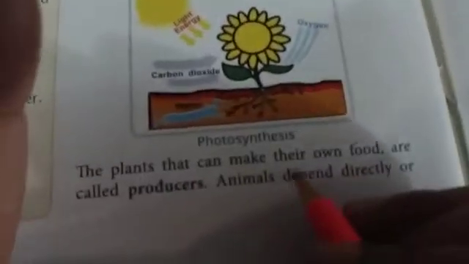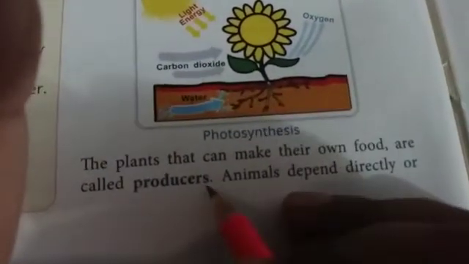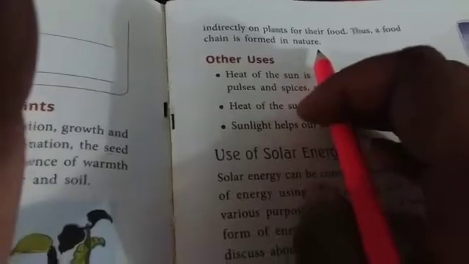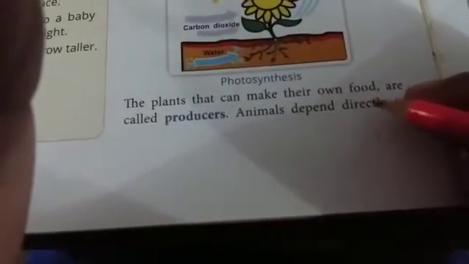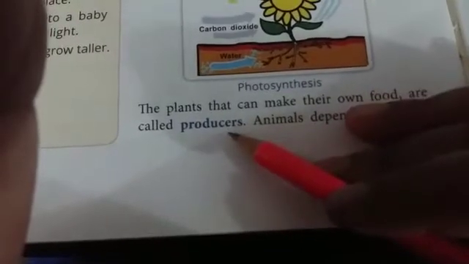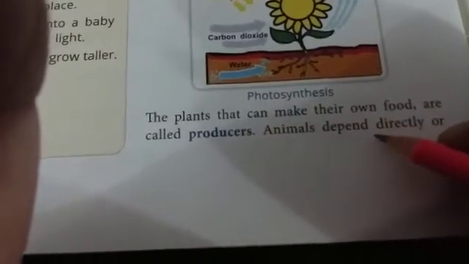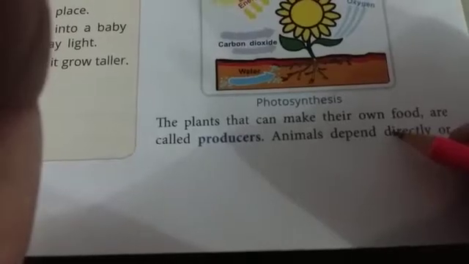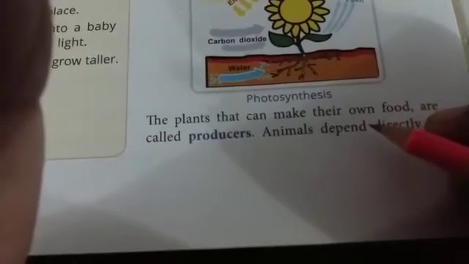The plants that can make their own food are called producers. Animals depend directly or indirectly on plants for their food. Thus a food chain is formed in nature. Plants are the only living beings which can make their own food, so they are known as the producers. Animals and human beings depend directly or indirectly on the plants for their food. So a food chain is formed in nature.